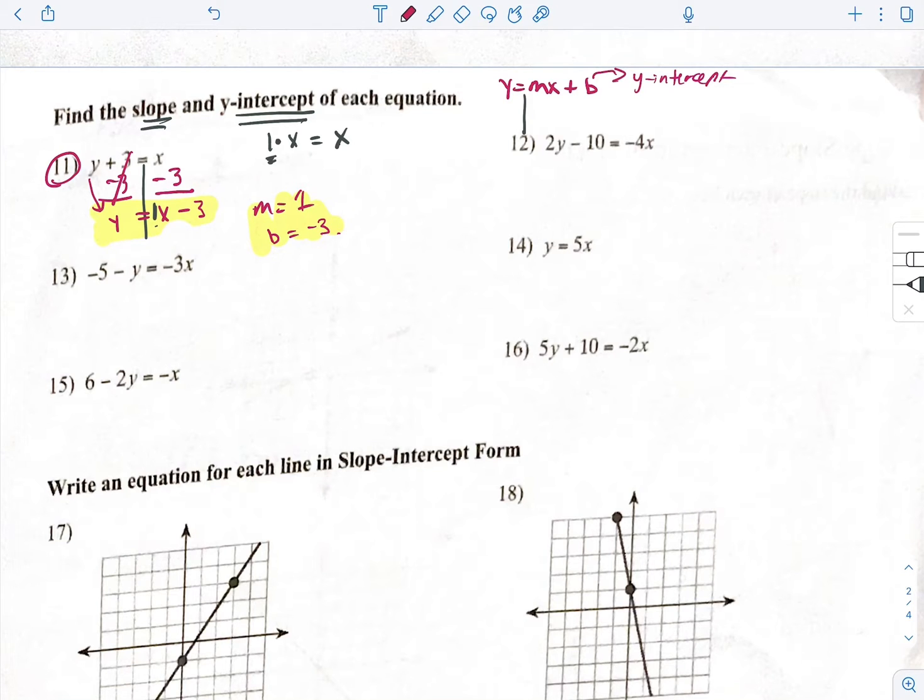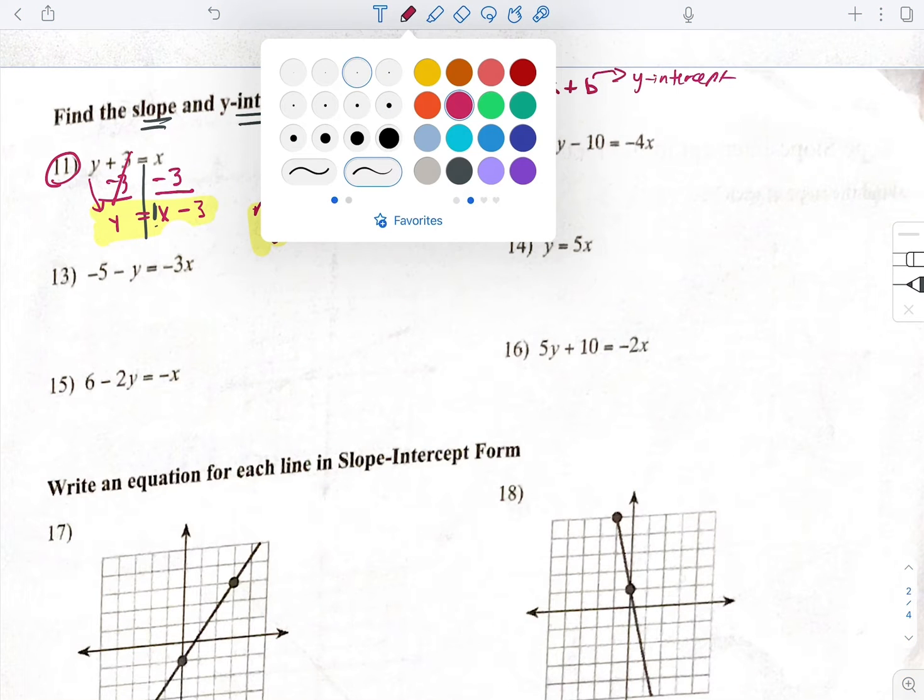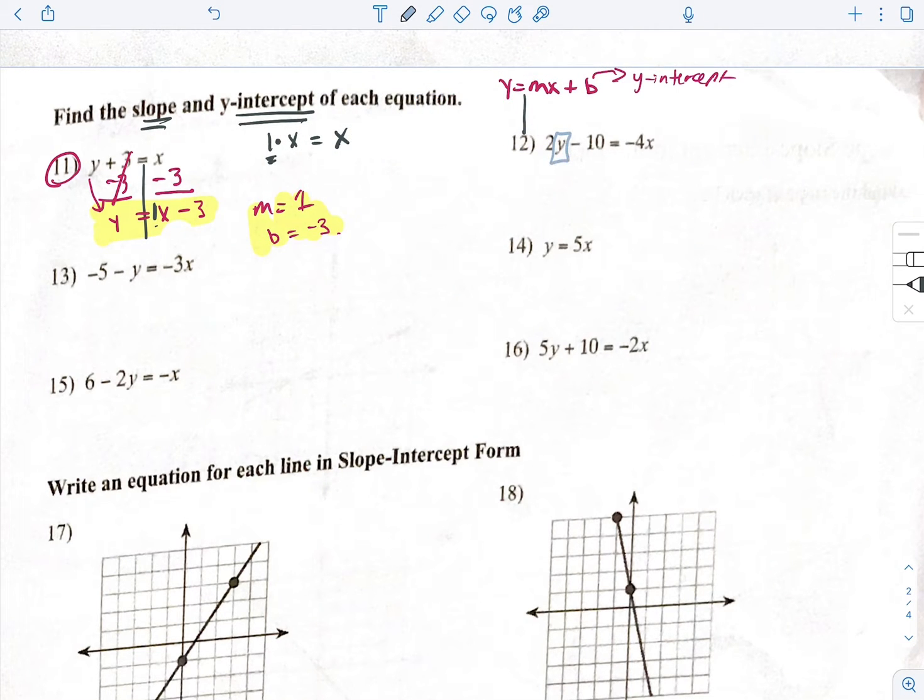Now, for number 12, same thing. We have to solve for y. All right, we need to solve for y. So what we're going to do is move everything over to the right so that all we're left with in the end is our x. So we add 10. Bring down the 2y so that we have 2y equals negative 4x plus 10. Divide by 2. And we have y equals negative 2x plus 5.